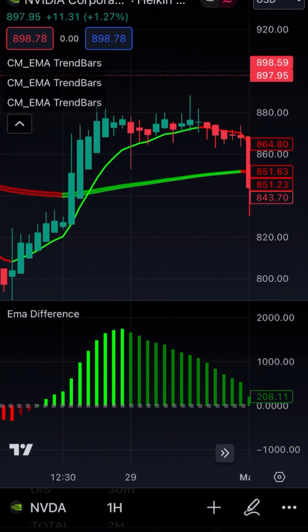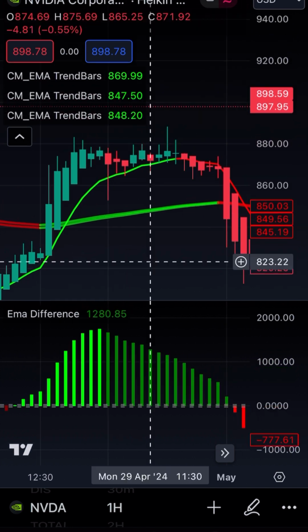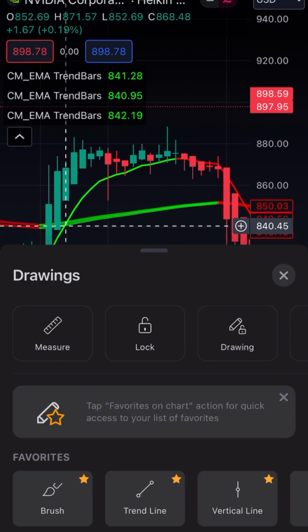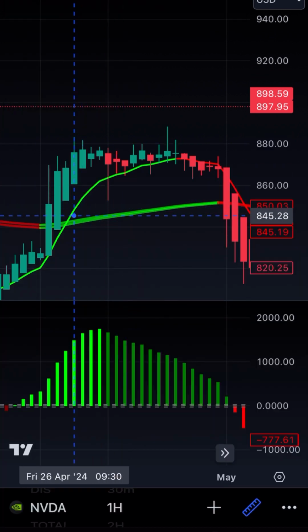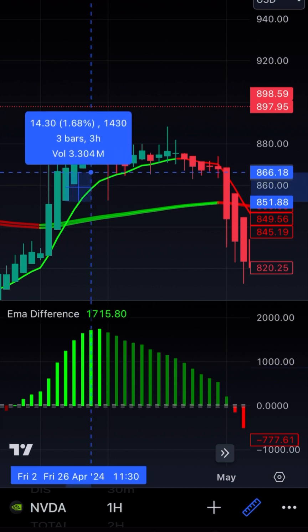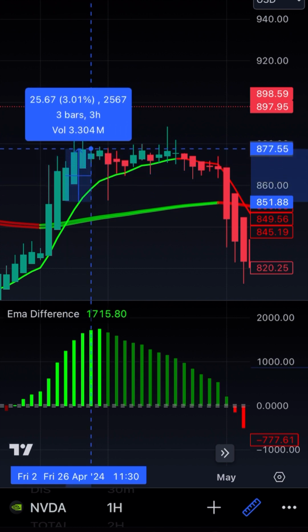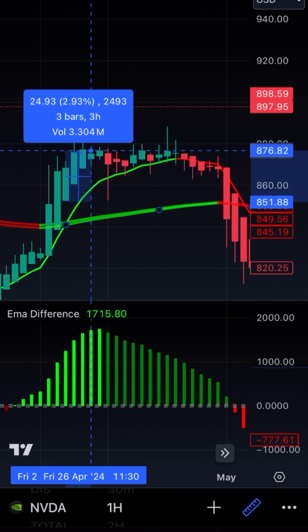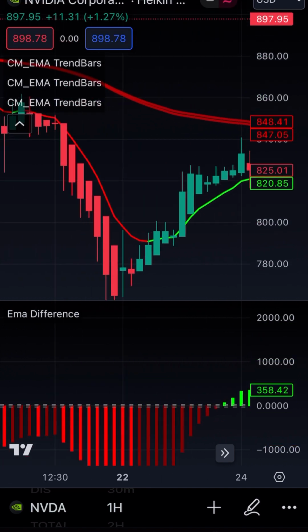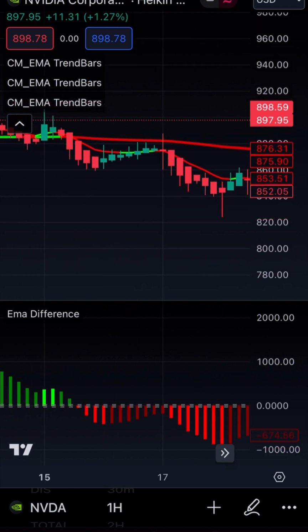NVIDIA, and the contracts are probably pretty expensive. So we have a cross up right here. You see the EMA difference is giving us the go because it's a light green. So right about here, you get in, you ride it out till about here. This is 3 hours. You would have made it to $24 difference in price. So that's some good profit right there.